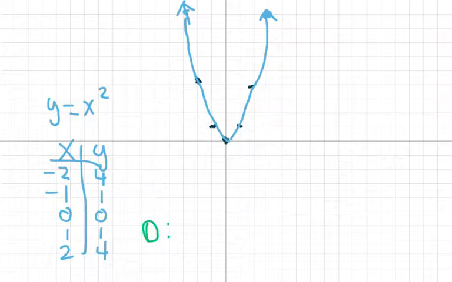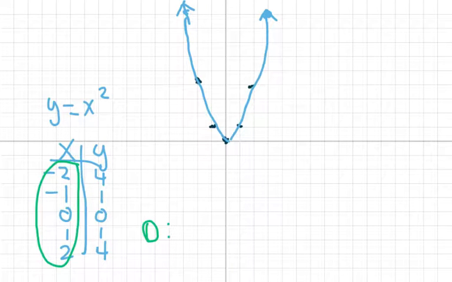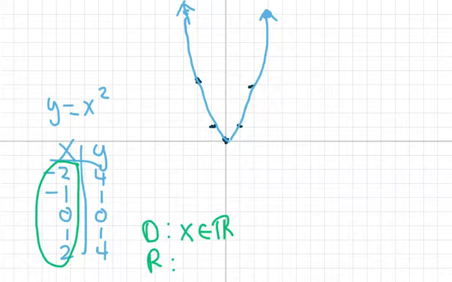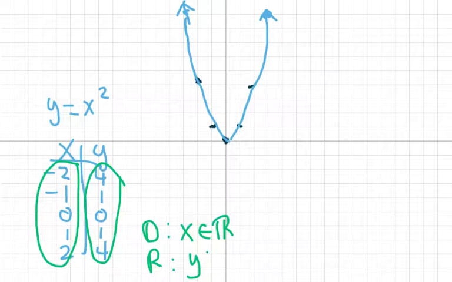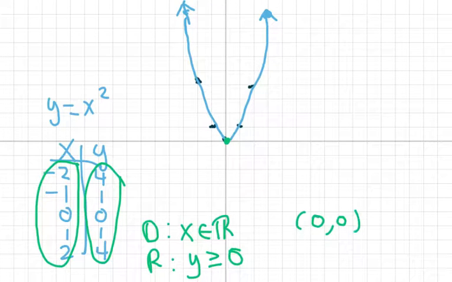All right, so the domain is all real numbers because we can put any numbers in here. Now the range, however, we're never going to get negative. We can have 0, but we can't get negative because we square out the negative. So the range is y is greater than or equal to 0. The zeros mean the x-intercepts, so that would be 0, 0, the origin.